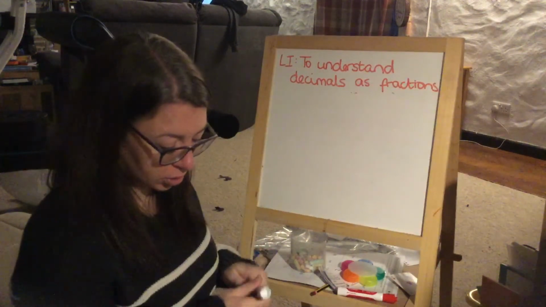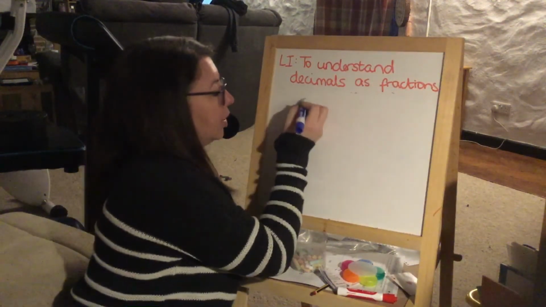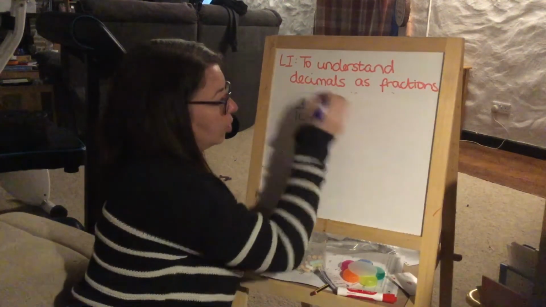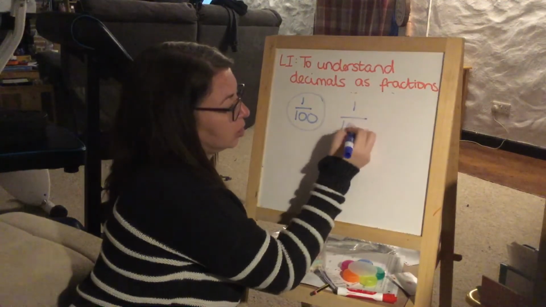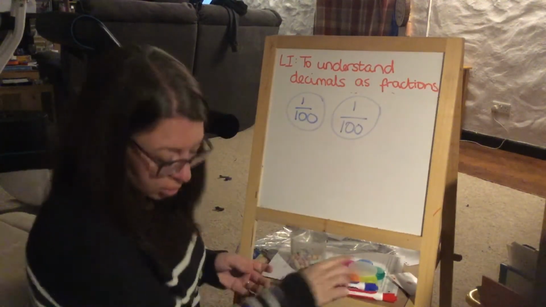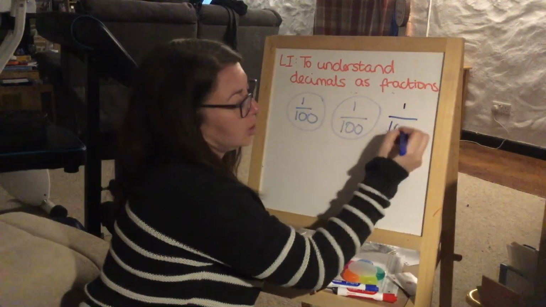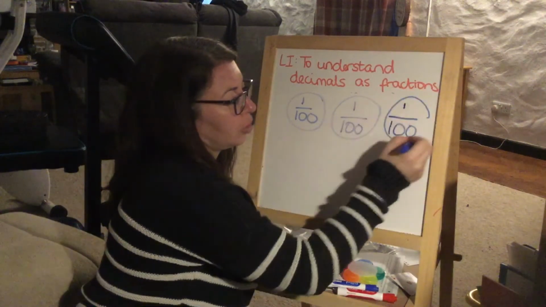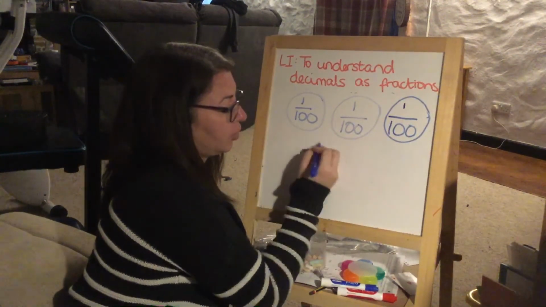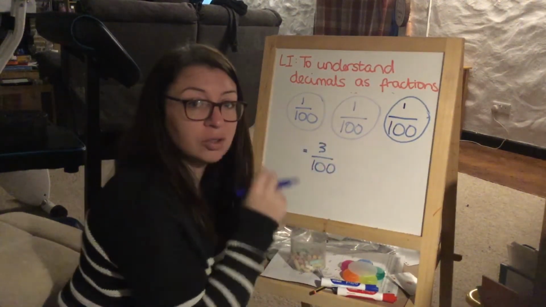So other sort of things you will get today are things like asking you about if you had 3 counters. You had 3 counters which each had 1/100th in them. So that means you would have 3 out of 100, 3/100ths.